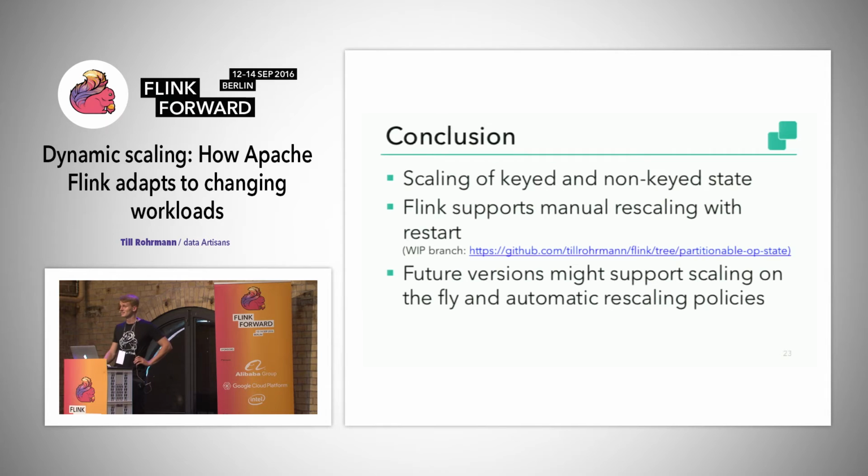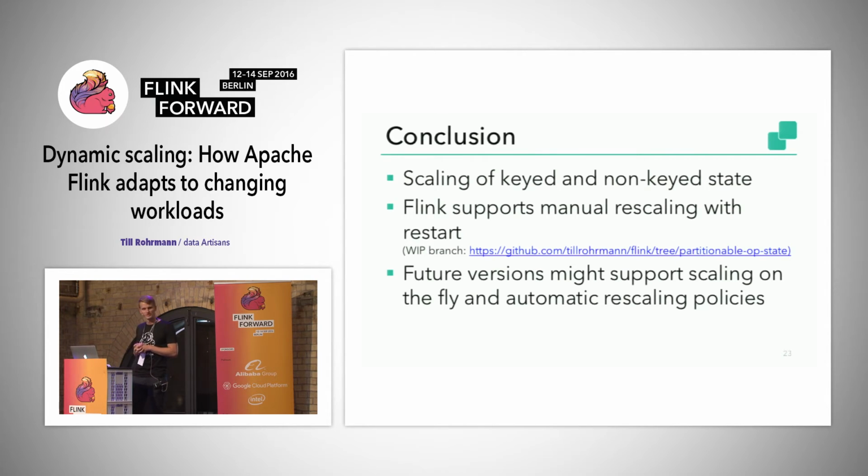So what you've seen today is the challenges of scaling Flink jobs, which is mainly handling and scaling keyed and non-keyed state. You've seen that we use a key group approach for keyed state, and for the non-keyed state that we try to split the state up into smaller units. Then you've seen that it's actually working. It is, however, not yet merged into the master. You can find the code under this branch there.